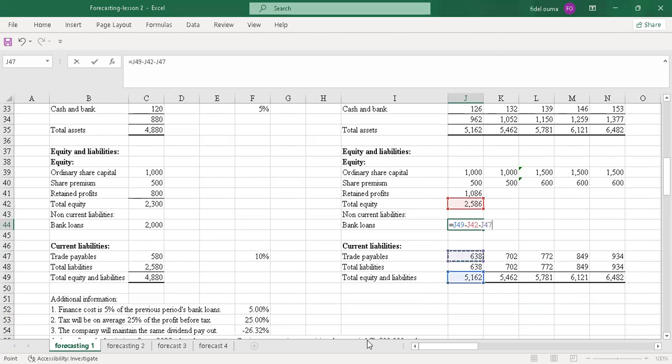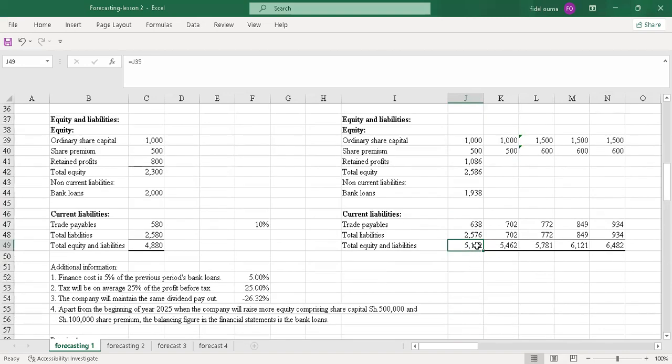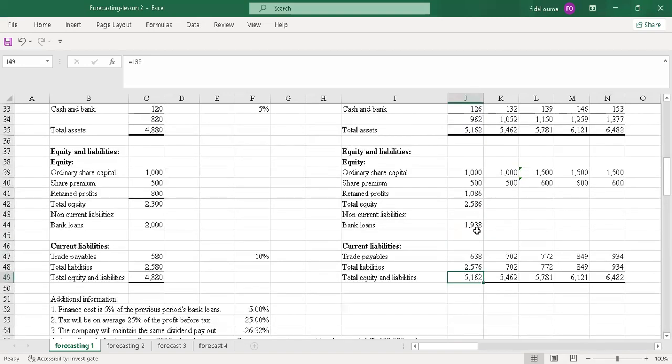So it's 1938. It's supposed to be this minus this minus that. So you take the total equity, you minus total, and you can see the total liabilities have changed automatically on year 2023. So this is the value that we have as bank loan.